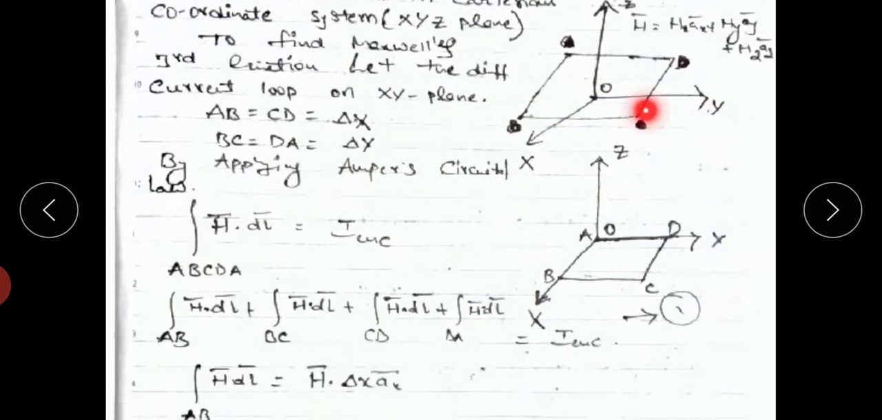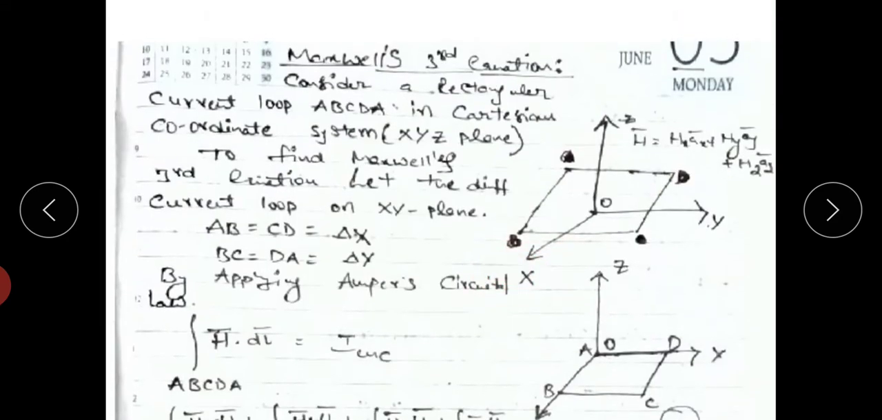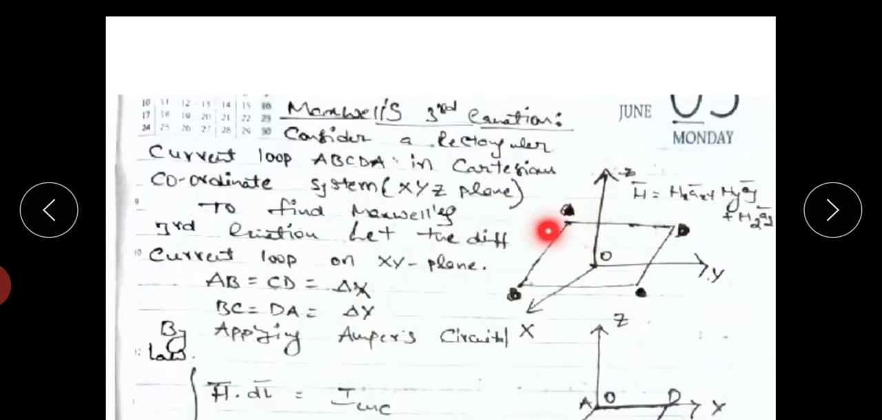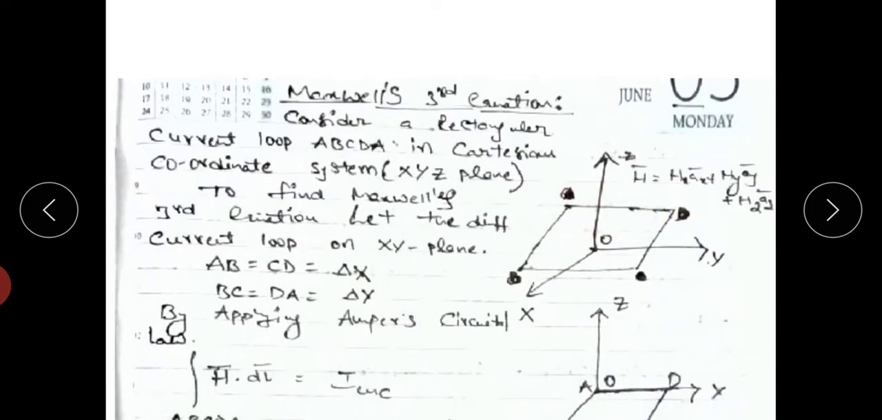So this is the Cartesian coordinate system. Here the coordinates are X, Y, Z, and it is one current loop. It lies on the XYZ plane. Let us assume the magnetic field intensity due to this current loop at origin, H bar, equals Hx into Ax bar plus Hy into Ay bar plus Hz into Az bar. Here Hx, Hy, Hz are the x-axis, y-axis, z-axis components of magnetic field intensity, and Ax bar, Ay bar and Az bar are the unit vectors in the Cartesian coordinate system.